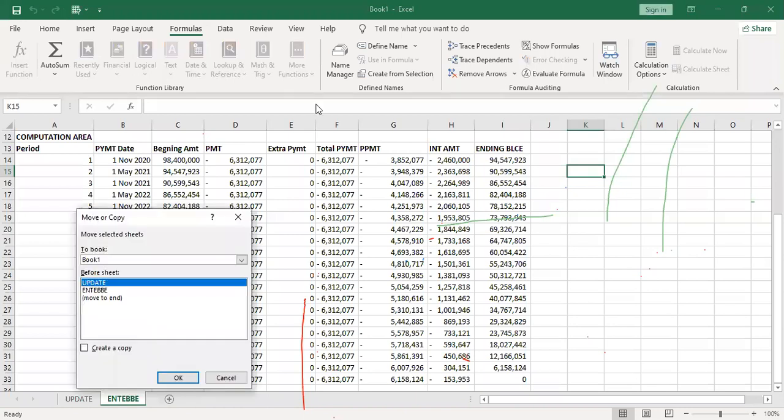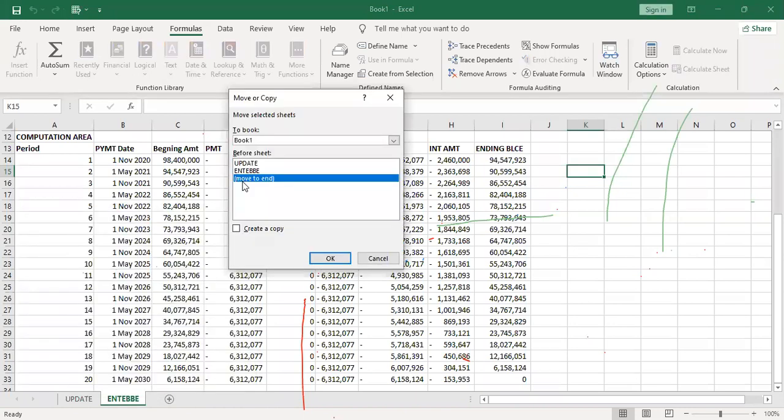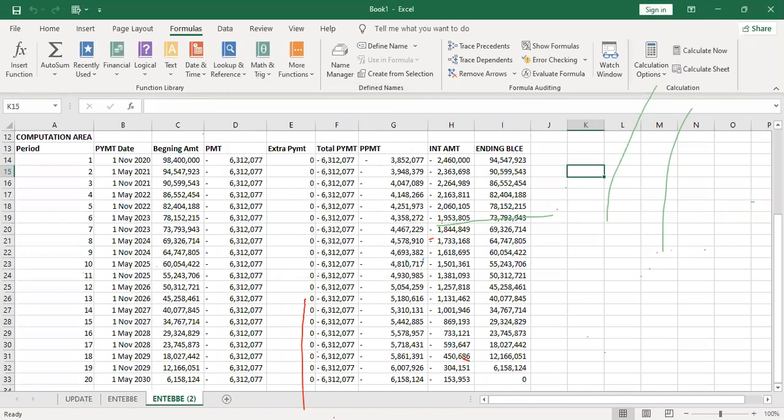Then you'll get the move or copy dialog box. In this dialog box, click on move to end, then put a tick on create a copy, and then you click on OK. Then after that, I have this worksheet Entebbe in brackets two. If I want to rename it, I will right click on it, and then say rename, and then I will type Warrior, and then I will press enter.